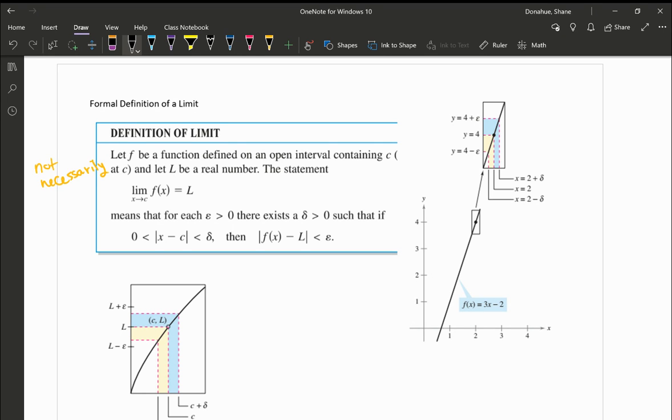So the formal definition of limit says that if we've got a function that's defined on an open interval, just like this function on the right here, we've got a line, right? It's defined on that interval. It contains a point c, but not necessarily defined at c. Let L be a real number. Then the limit as x approaches c is equal to L if, for every epsilon bigger than 0, there is a delta bigger than 0, such that the absolute value of x minus c is less than delta, and the absolute value of f of x minus L is less than epsilon.